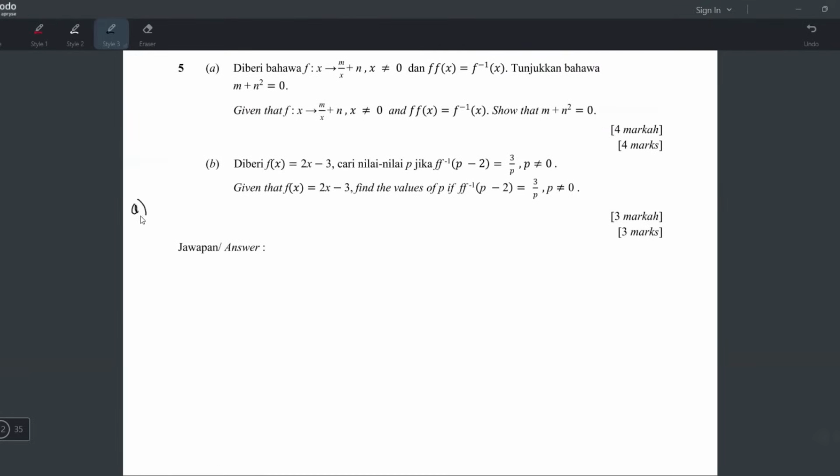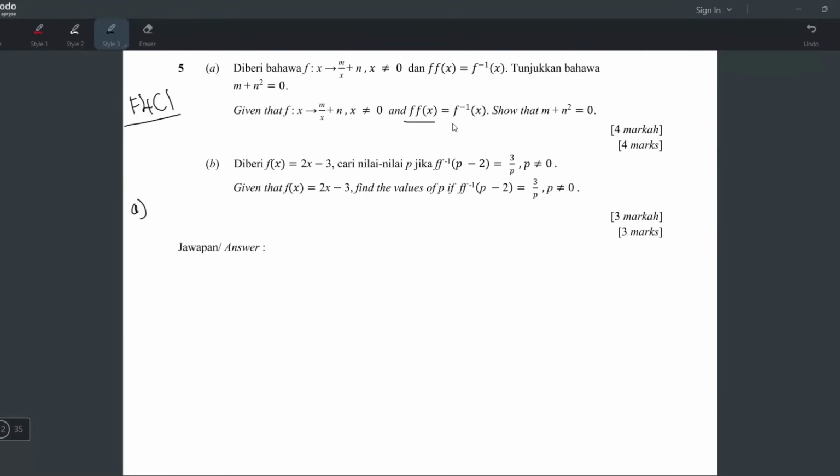Okay, let's do number 5A. This is clearly from Form 4 Chapter 1, the function. Okay, let's do it. Given that f(x) equals m over x plus n, where x cannot equal 0. This is the undefined case. You know why, right? x cannot equal 0, because when x is 0, that means this is 0, and when you divide by 0, you will have a math error, because you can't divide by 0. That's why x cannot equal zero.